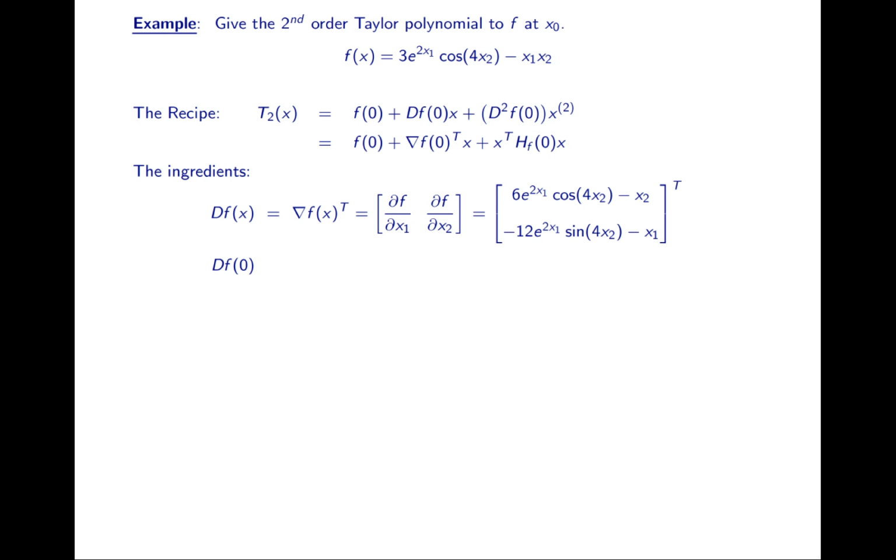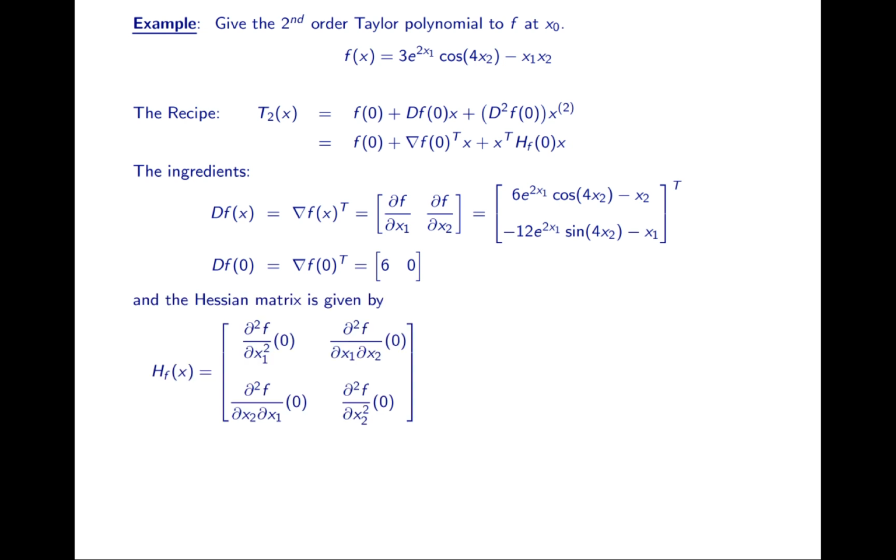When I evaluate it at 0, I'm going to get 6 times e to the 0 times cosine of 0 minus 0, 6. And negative 12 times e to the 0 times sine of 0 minus 0, which is 0. So there's my derivative when I evaluate at 0. I get the vector 6, 0. Or I can think of it as the 1 by 2 matrix 6, 0.